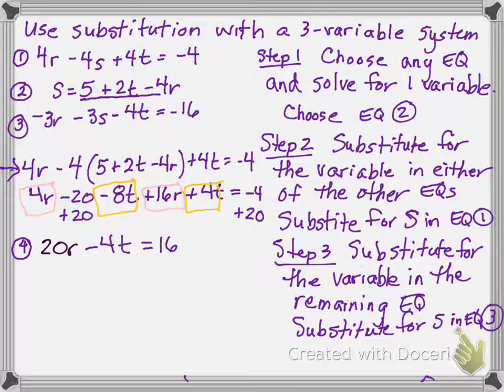So we started with equation 2. We used that to substitute in equation 1. Now we use the same thing from equation 2 to substitute into equation 3. So equation 3 is negative 3r minus 3s. So instead of s, we put 5 plus 2t minus 4r. So that was minus 3s. Then we have minus 4t equals negative 16.